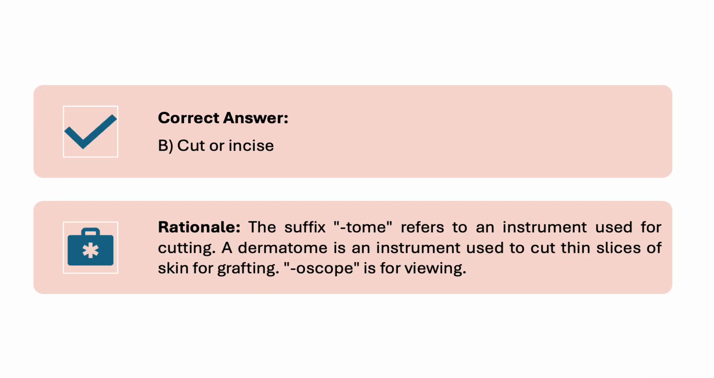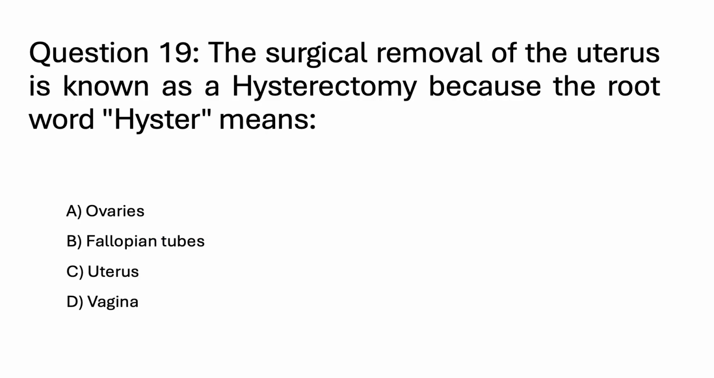Correct answer, B. Cut or incise. Rationale. The suffix tome refers to an instrument used for cutting. A dermatome is an instrument used to cut thin slices of skin for grafting. Scope is for viewing.